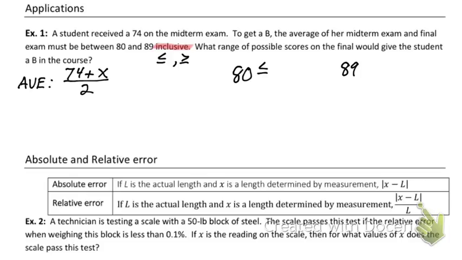Well, that means that average has to be somewhere between these two. So let's throw that average right between them. 74 plus x divided by 2. Boom. That is saying my average score is going to be somewhere between 80 and 89 if that x fits the situation. Now we just have to solve for x to figure out what score that needs to be. Because remember, 74 is the midterm. X is our final. Maybe I should write that somewhere.